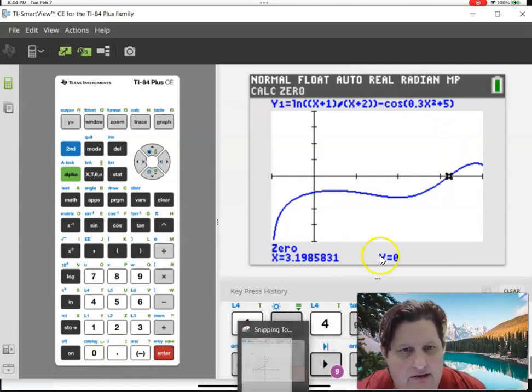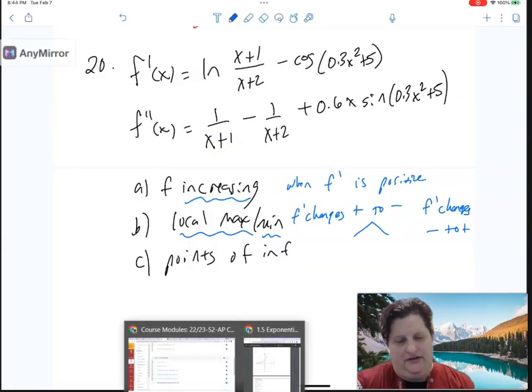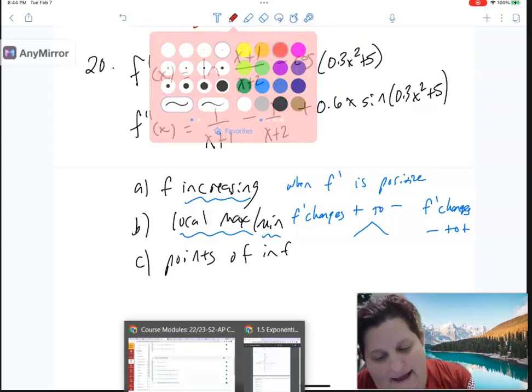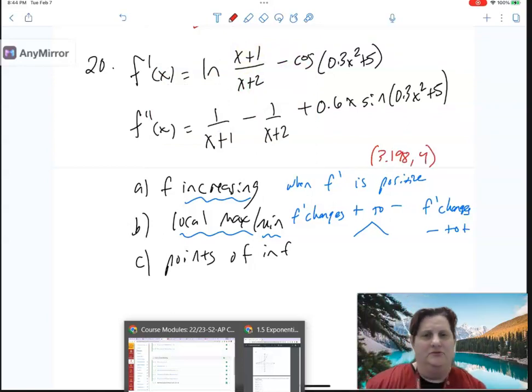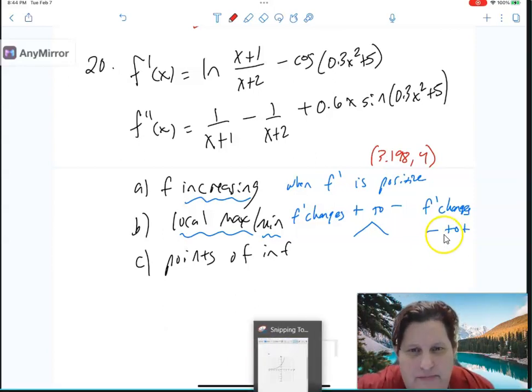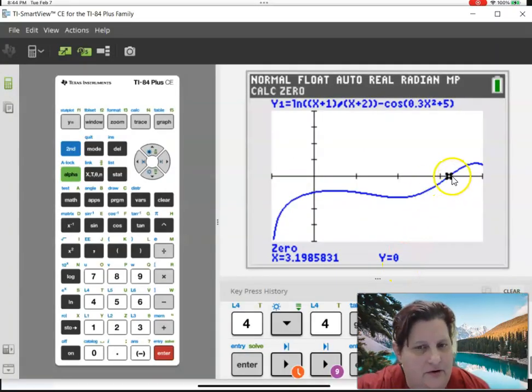So I can actually answer my first question. And so my first question is, where is F increasing? So F prime is positive. It started at 3.198 up to 4. So that's where F is increasing. That's the answer to part A. Now, local max or min, first of all, I find critical points where F prime is equal to 0. And if you guys look at this, that's my only critical point.